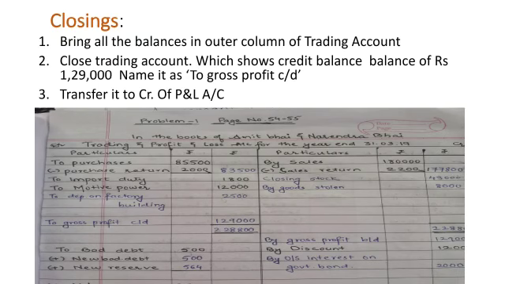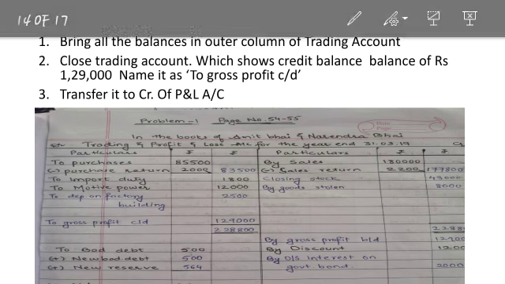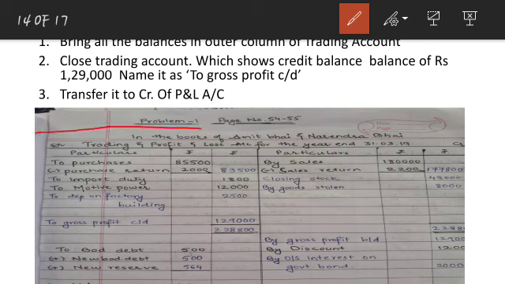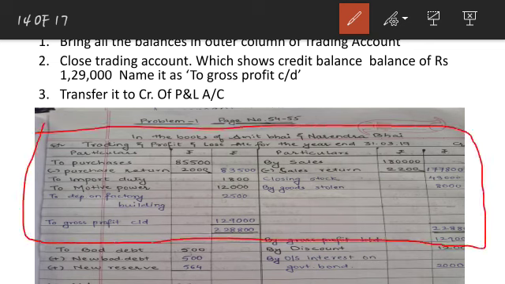The last step is to close down all the accounts. Before closing, we'll close the trading account first. You can see our trading account starts from here and ends here. Okay, so take the total of the outer column. First of all, check whether all the balances are in the outer column or not. Purchases, after deduction, the amount comes out 83,500, and check whether all the balances are given or not.